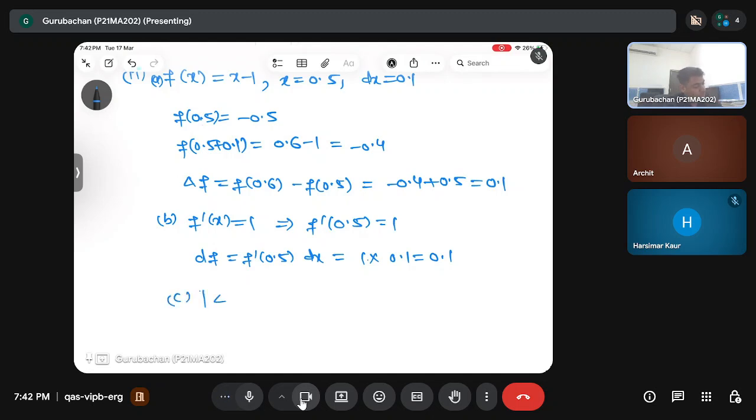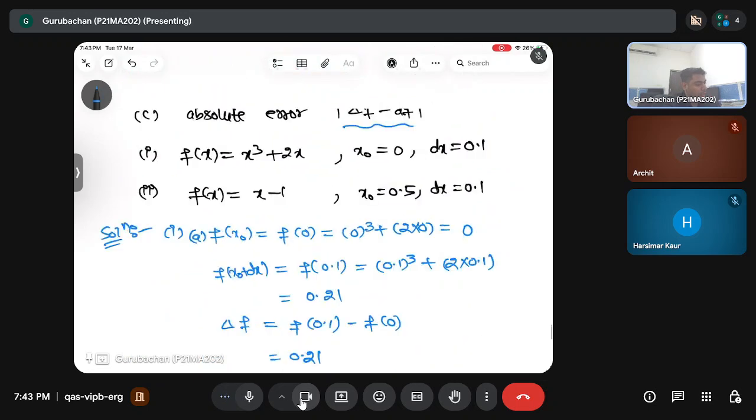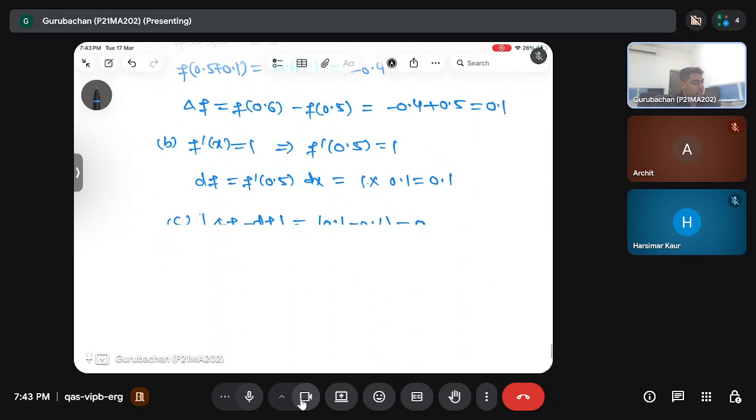C part is del f minus df is equal to, although the question was x inverse, I mistakenly wrote x minus 1, so it got simple, and this will be 0.1 minus 0.1. Since it's a linear function, though, there will be no difference, you can say, error. There is no error. If it is a non-linear function, then there definitely will be some error, like the above one. This is a non-linear function, so there was an error.